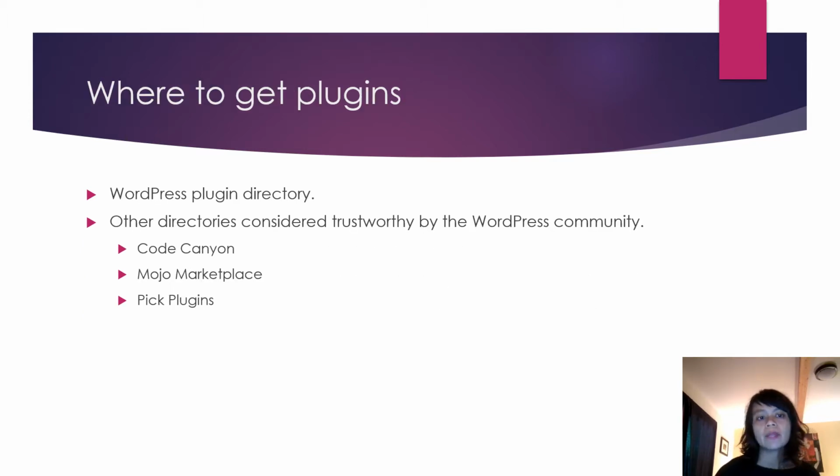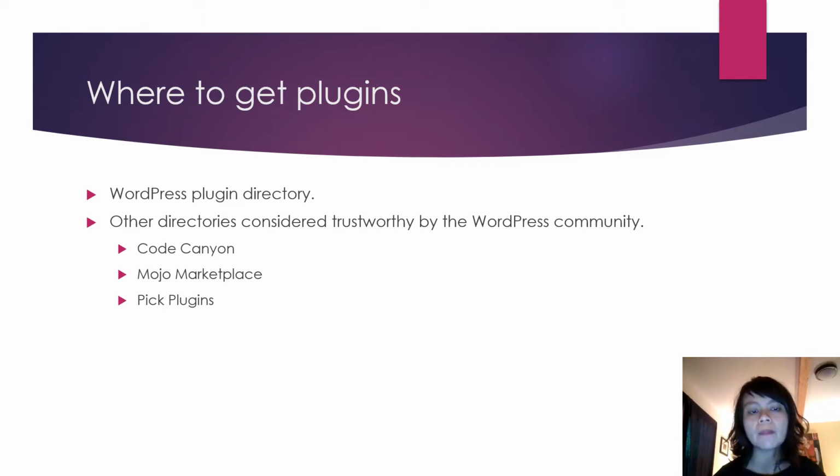So where do you get the plugins? You get the plugins from your WordPress plugin directory. Just like with themes, there's the WordPress theme directory. You can go right from your admin area to search for plugins, and then you just install it there. Or you can go onto the WordPress.org site and their plugin directory, search for it there, download it, and then upload it to your WordPress site and install it that way.